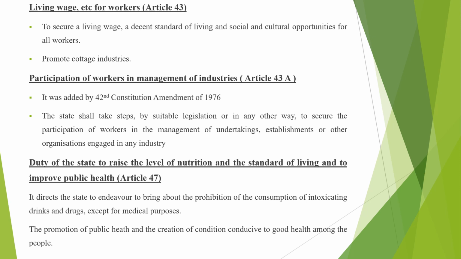So why does the government want to do this? Well, it's because they want everyone to be healthy. By stopping people from drinking too much alcohol or using harmful drugs, the government can protect people's health. So overall, Article 47 reminds us that the government cares about our health and wants to keep us safe. By working together and following these rules, we can all stay healthy and happy.